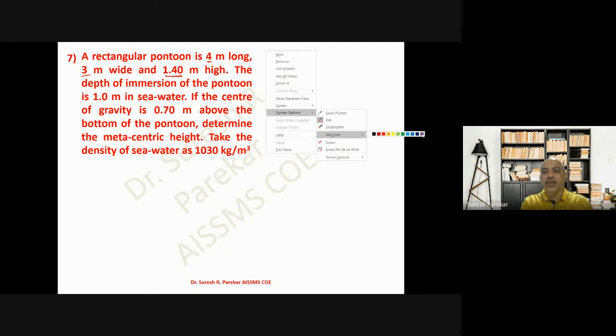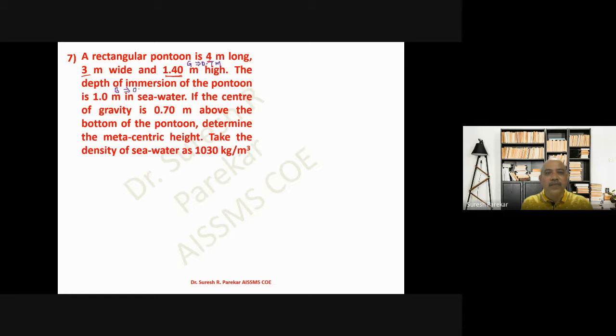So this is most important. These values you have to mark at that time only. So we can have G at 0.7 meter. The depth of immersion of the pontoon is 1 meter. So if depth of immersion is 1 meter, then we have point B that will be at 0.5 meter from bottom. If the center of gravity is 0.7 meter above the bottom of the pontoon, determine the metacentric height.